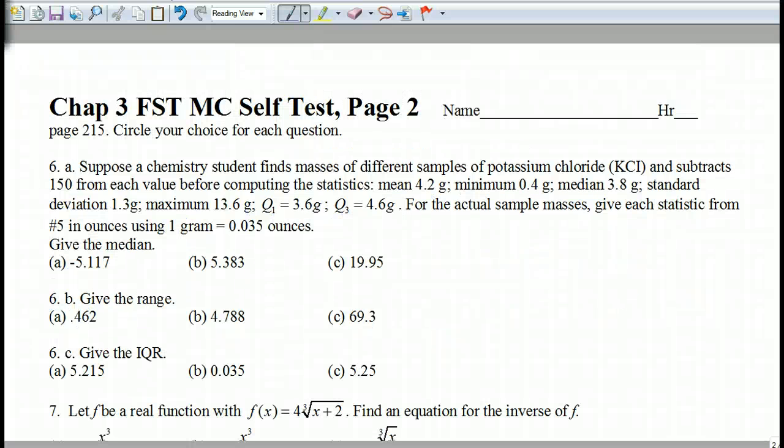Okay, so number 6. We have, suppose a chemistry student finds masses of different samples of potassium chloride and subtracts, this is the same kind of thing, subtracts 150 from each value before computing the statistics. So now we have these. Okay? For actual sample masses, give each statistic from 5 in ounces. So we're going to change this from grams to ounces. What do we have to do to the median?